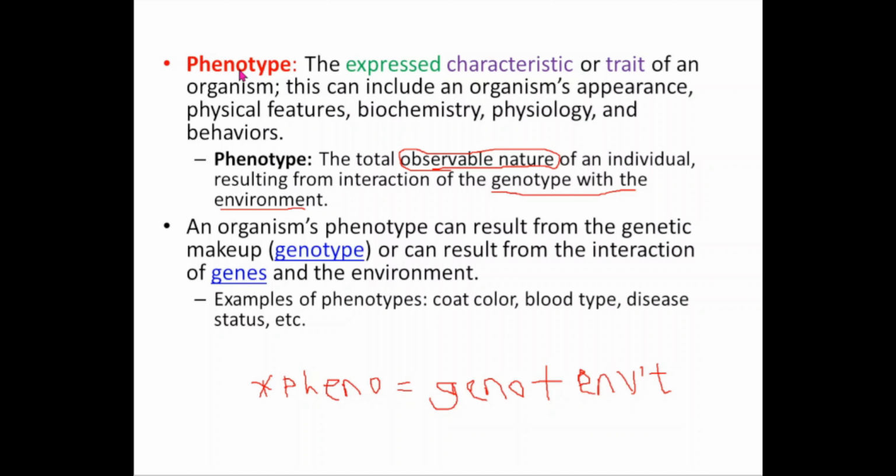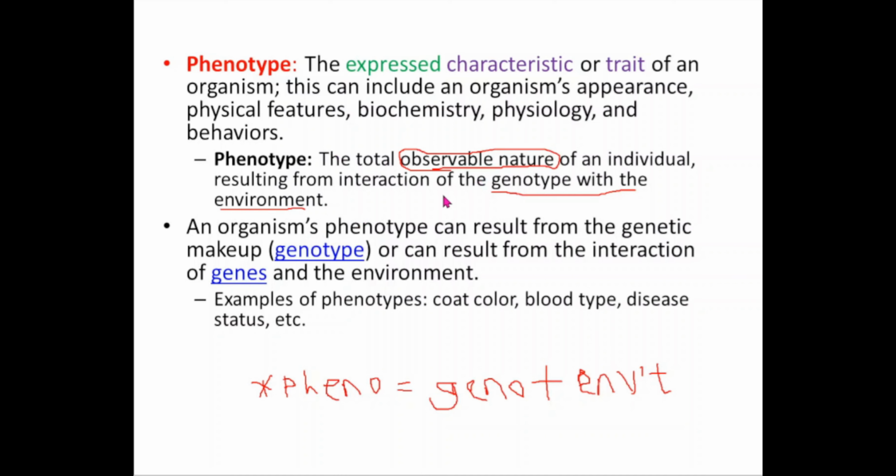We call this phenotype. This can include an organism's appearance, physical features such as height and the like, as I expressed, biochemistry, physiology, and behaviors. Phenotype is the total observable nature. It is observable. You can observe height, you can observe eye color, you can observe facial shape, you can observe hair shape, hairstyle, and the like. These are phenotypes.